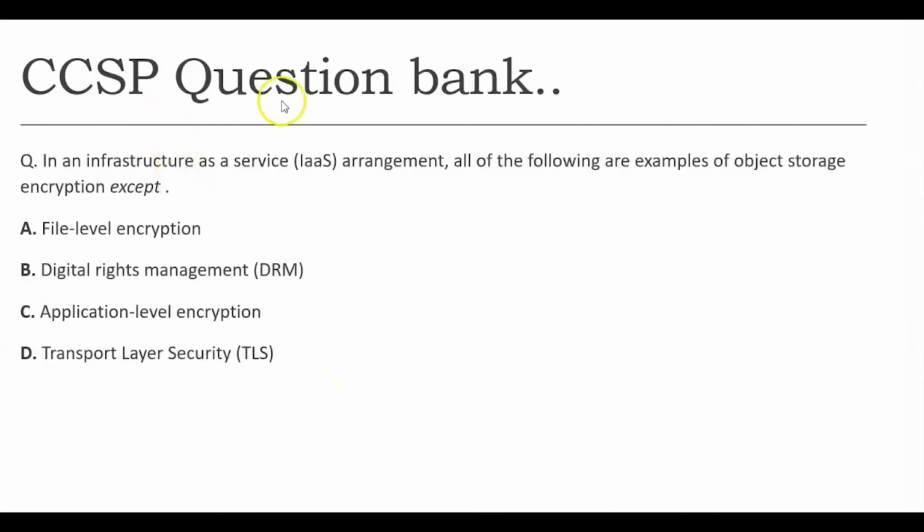This is also one of the questions from the CCSP question bank. In an infrastructure as a service arrangement, as you might be aware, there are three models: IaaS, PaaS, and SaaS. In IaaS, all of the following are examples of object storage encryption except. This is a little out of syllabus, because I haven't taught this one. But if you are aware, that's good. Otherwise, at least you can give the answer from the basic concepts I mentioned. So in IaaS, object storage is used to store the data.